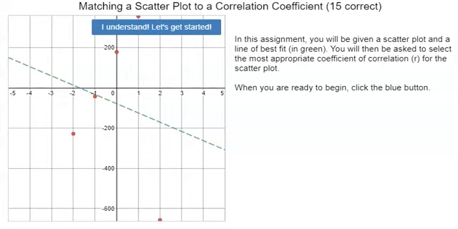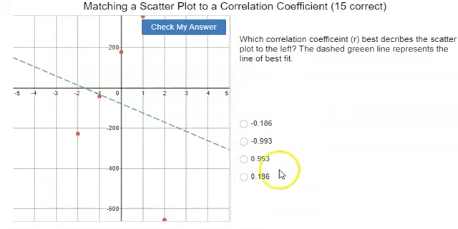Hello everybody. In this video we're going to be matching a scatter plot to a correlation coefficient. What's going to be happening is we are going to be given some data in red. These red data points are plotted on the graph, and you can see I have 4 that seem to fit in a line and then 1 that very much does not. And then I'll have a green dashed line of best fit through that data. I will be given 4 possible correlation coefficients and be asked to select which one is most appropriate.